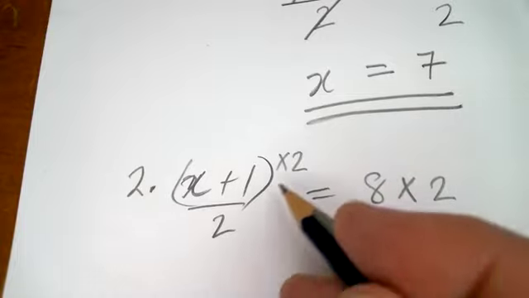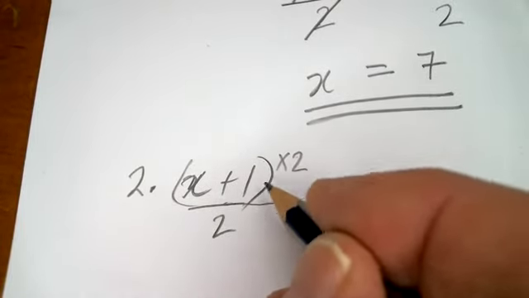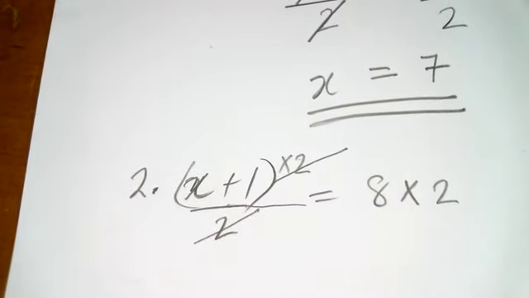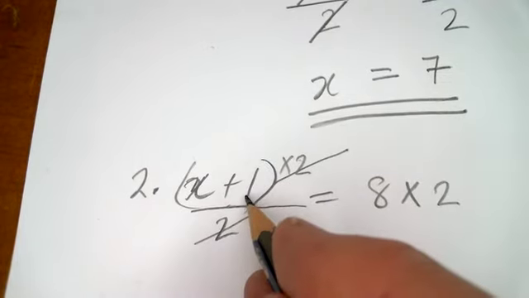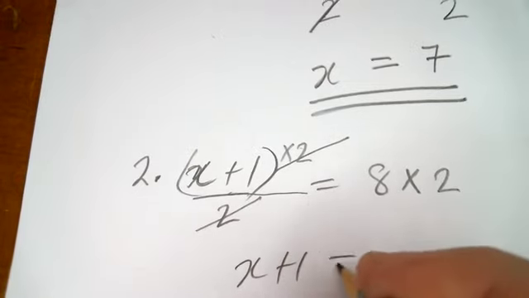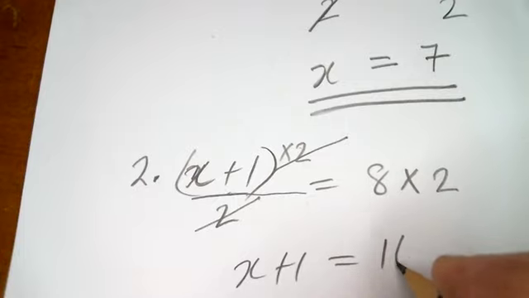And the only reason I did this is because now I've effectively got a 2 divided by 2. And of course, anything divided by itself, with the exception possibly of 0, is 1. So I've now got 1 times x plus 1, which we're just going to write as x plus 1. 8 times 2, well, 8 times 2 is going to be 16.